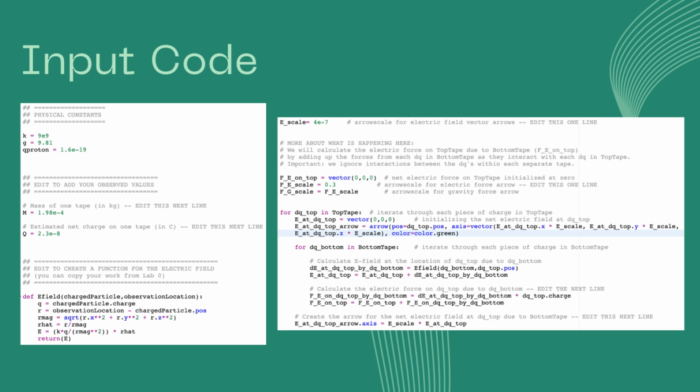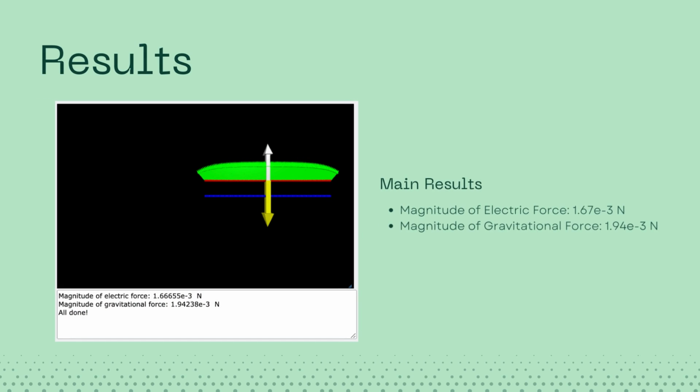From there, I inputted the scale of the electric field arrows and the electric force arrow. I was able to calculate the electric field and force on the top tape due to the bottom tape by adding up the forces from each dQ in the bottom tape as they interact with each dQ in the top tape. I then created the arrow for the net electric field.